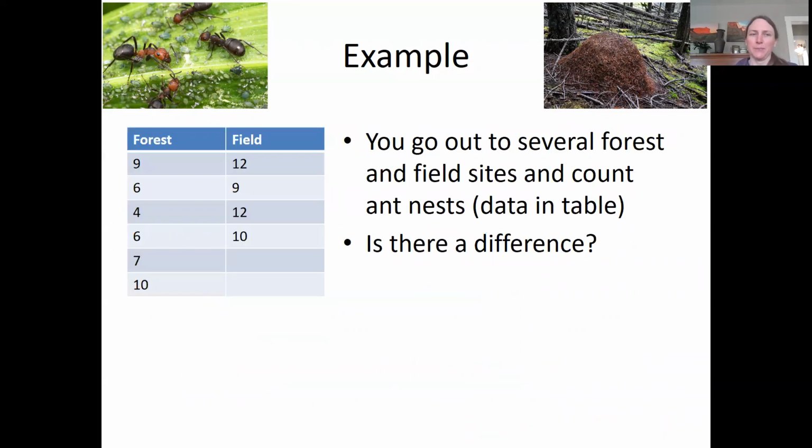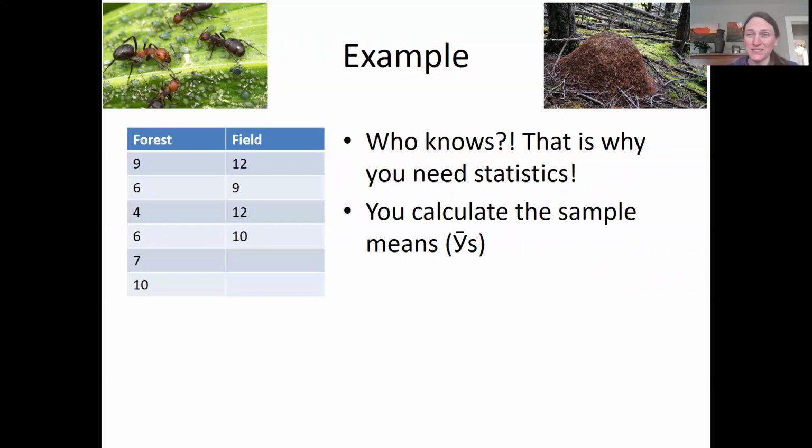Okay, so here's this example. We went out to several forest and field sites and we counted the ant nests. And so you can see the data in this table. So first of all, is there a difference in the number of ant nests in the fields and the forests? Well, my sampling effort was slightly different. I have 6 samples from forests and 4 from fields. I look at the numbers and there's a lot of high numbers for the field, right? Who knows? This is why we need statistics. We can't just look at the data and say anything.